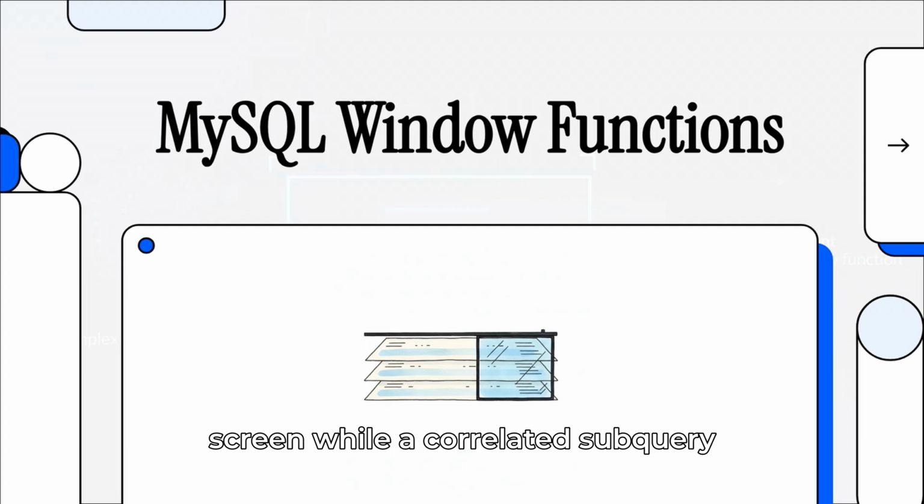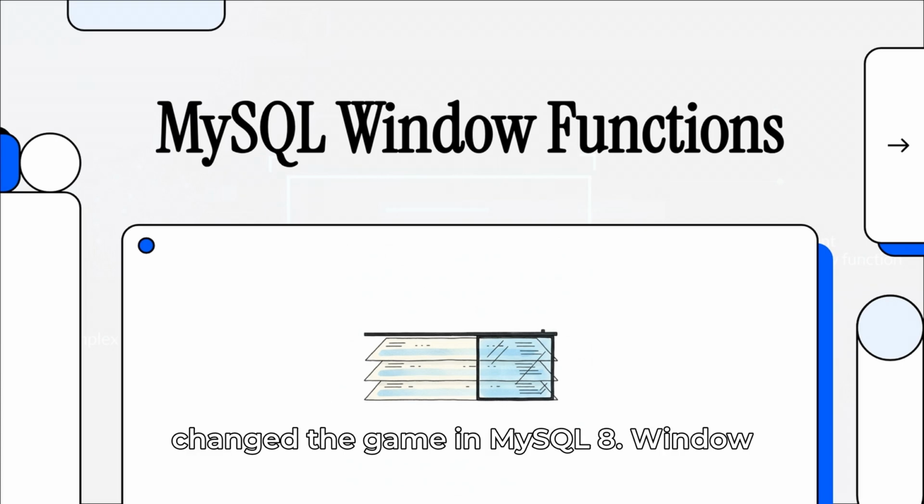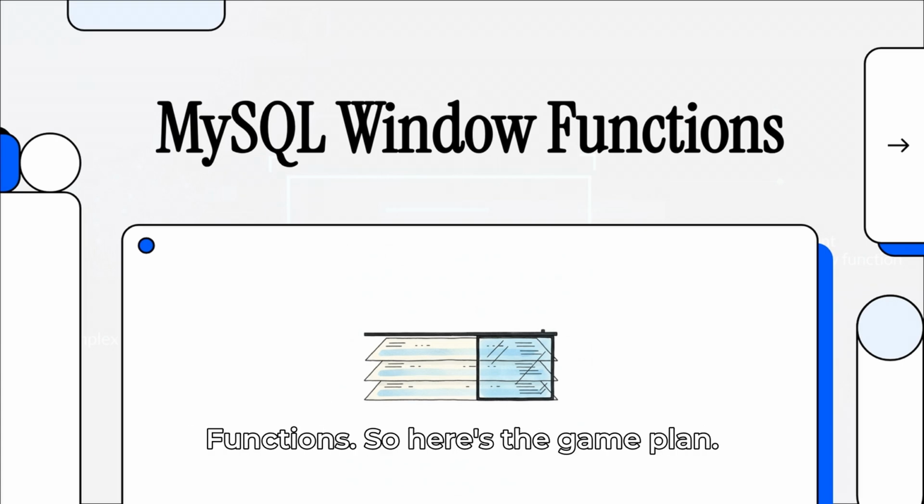Staring at a screen while a correlated subquery just chugs through a massive payments table, locking up resources and completely testing our patience. But today, we're going to look at a seriously elegant, high-performance solution that completely changed the game in MySQL 8, window functions.